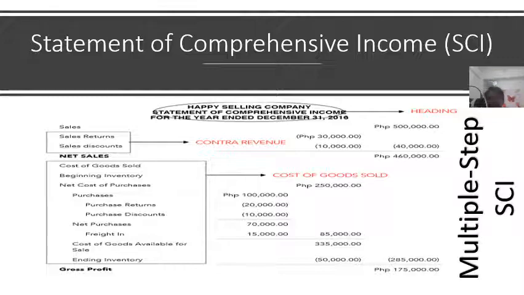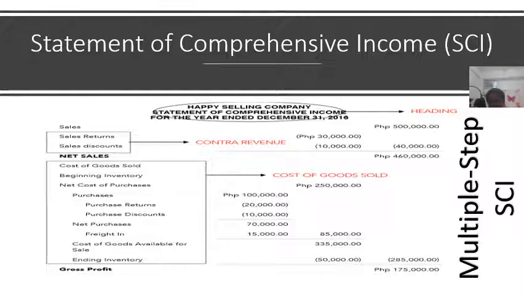Okay, so identify mo muna yung beginning inventory. So, mayroong beginning inventory siya na amounting to 250,000. And then, anong sabi dyan? From that beginning inventory, i-add mo yung net purchases. Net cost of purchases. So, yung net cost of purchases, i-compute yun. Asan yung computation ng net purchases? Net cost of purchases? Ayan.